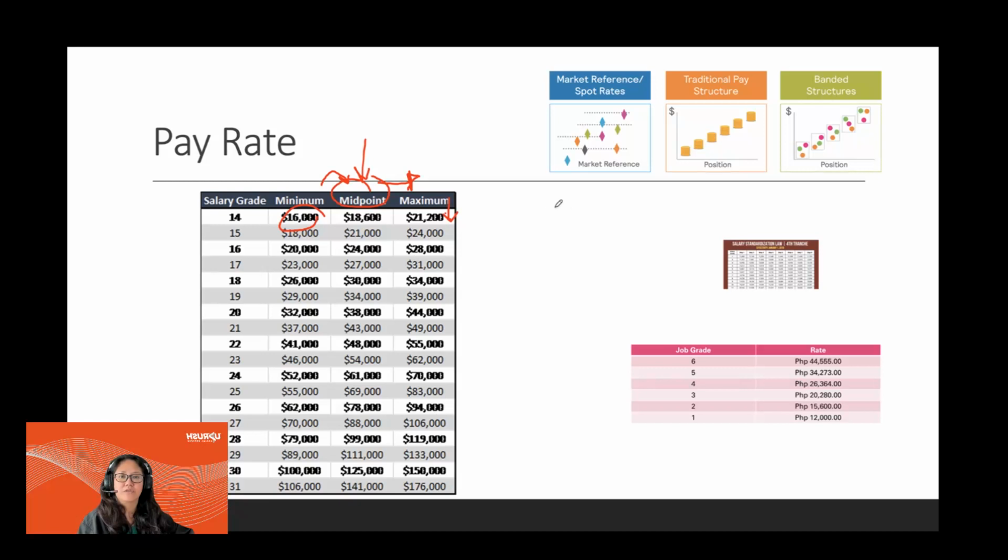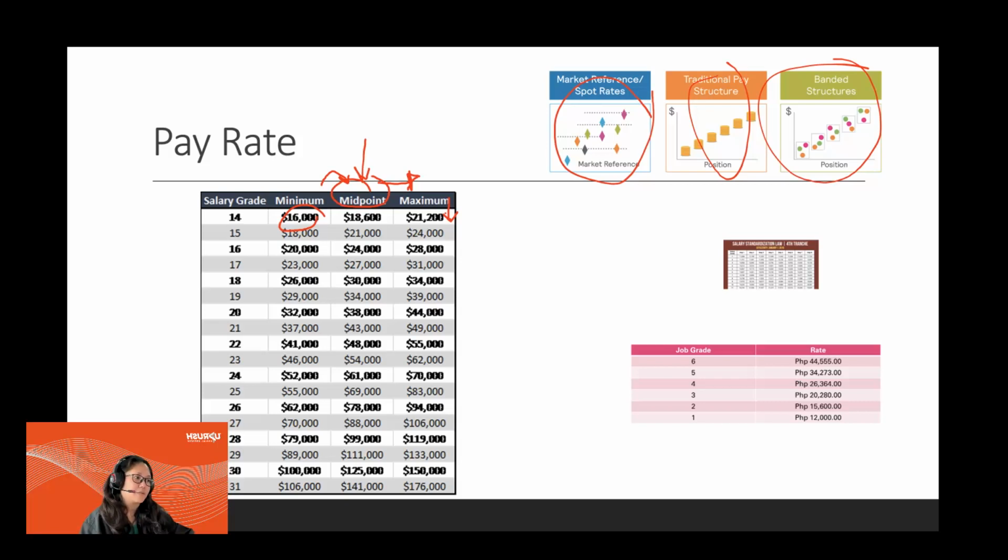So we didn't mention, for example, how a banded structure works, because this is more of just a traditional pay structure. Or what if, for example, the market reference, or the spot rates as they're called, or what if we want to anchor our pay structure only on the minimum wage for the area. We haven't discussed those yet, okay? So those are the things we need to remember when it comes to the compensation system.